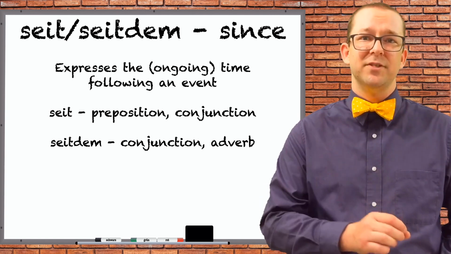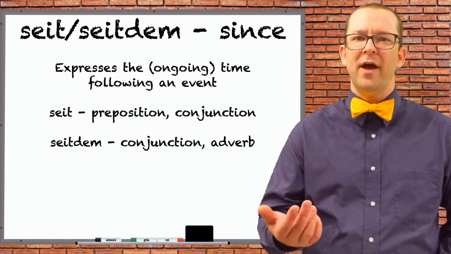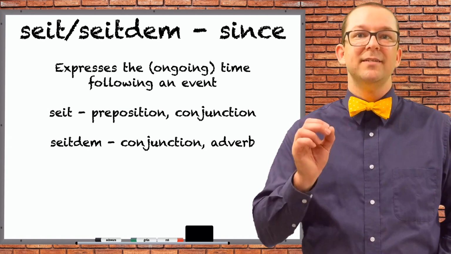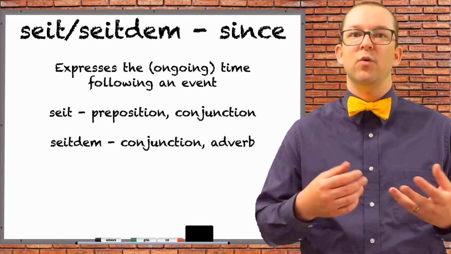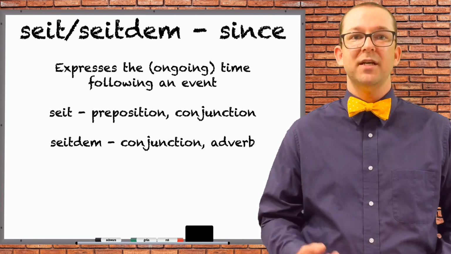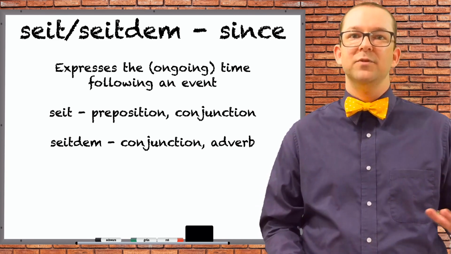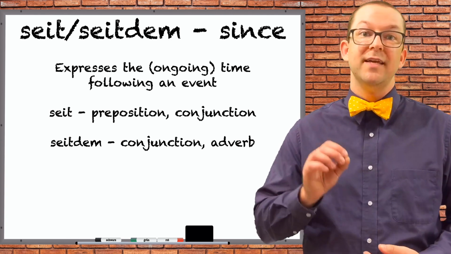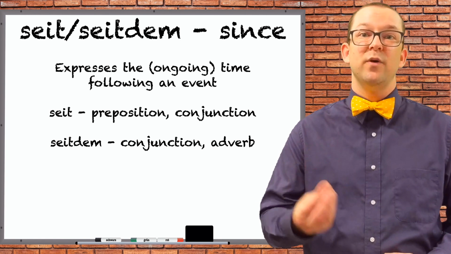When seit is a preposition, it's followed by a noun or a pronoun in the dative case. When seitdem is used as an adverb, it is simply used like any other time element within the sentence. It acts alone and goes either before the direct object or before any of the other adverbs and prepositional phrases. When either of them are used as a conjunction, they introduce a clause and connect it to another one.